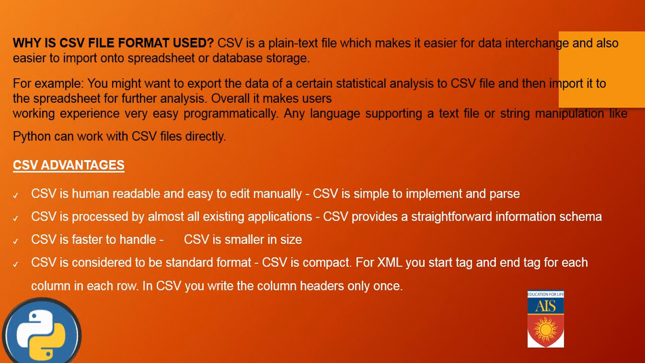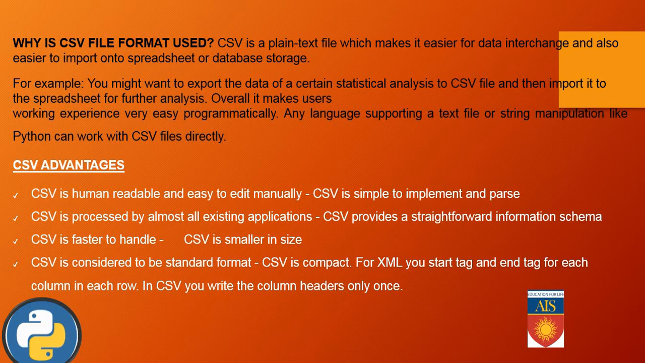Next question can be asked: why is the CSV file format used? CSV is a plain text file which makes it easier for data interchange and also easier to import into a spreadsheet or database storage. For example, you might want to export the data of a certain statistical analysis to a CSV file and then import it into a spreadsheet for further analysis. Overall, it makes users' working experience very easy. Programmatically, any language supporting text file or string manipulation like Python can work with a CSV file directly.